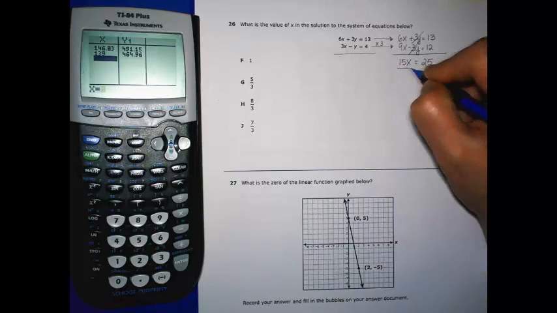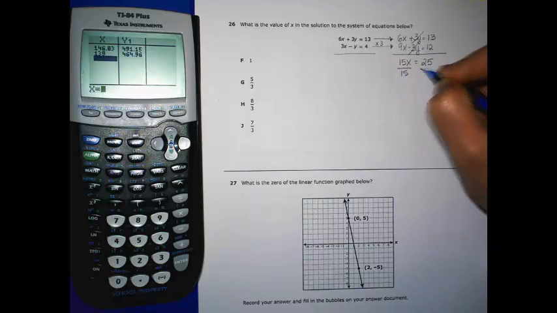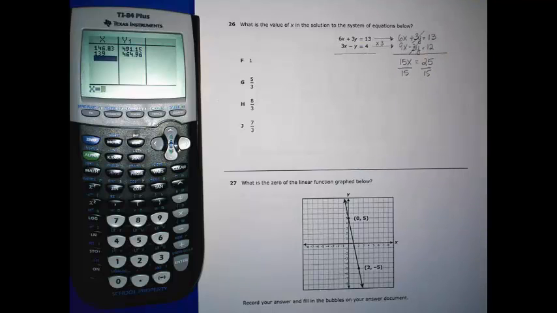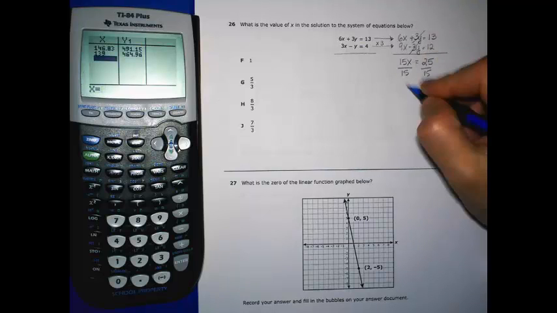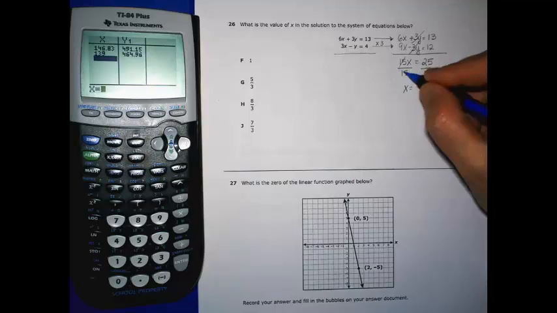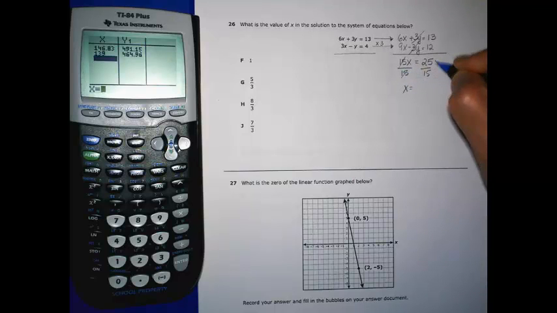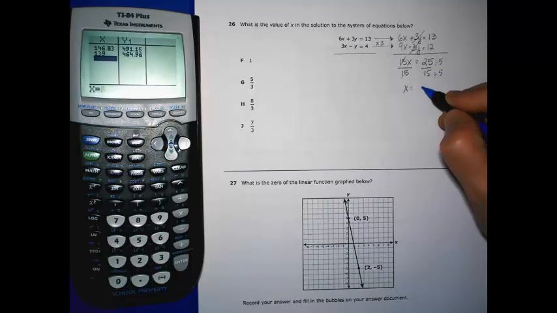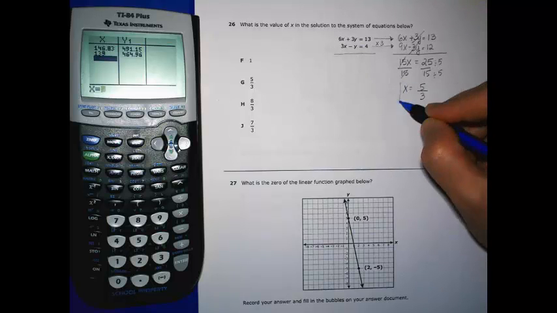To get the x alone, we're going to divide by 15. And the 15 cancels, you're left with x alone. We're going to try to reduce the fraction by dividing top and bottom by 5. So 25 divided by 5 is 5, and 15 divided by 5 will be 3.